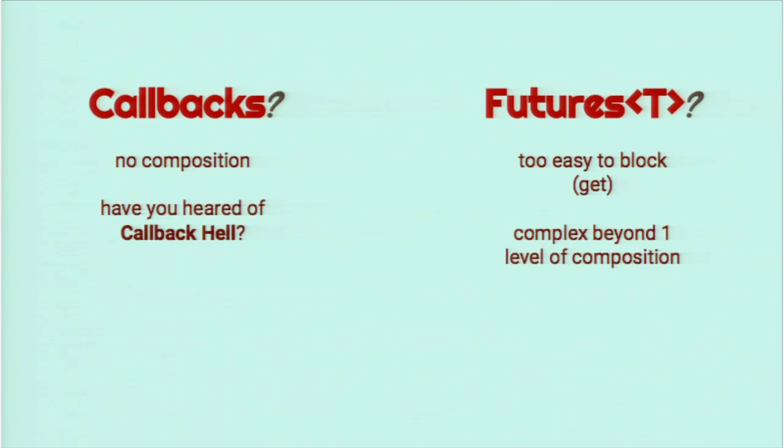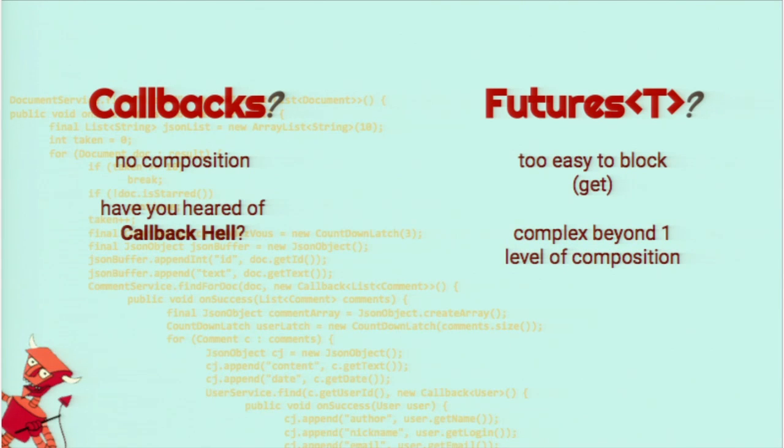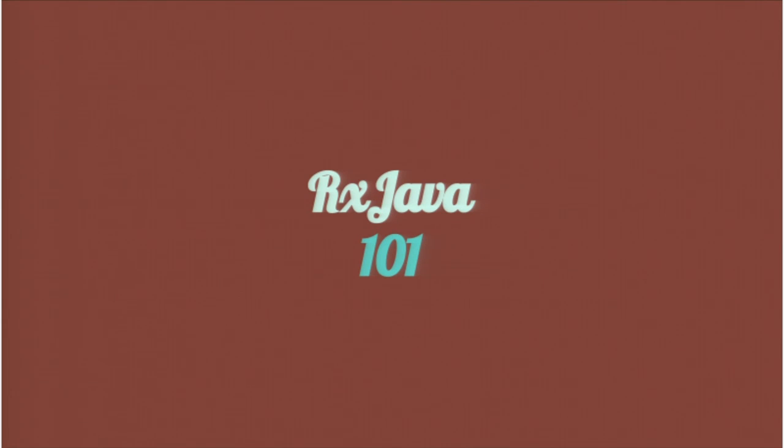And let's not even talk about callbacks. I mean, callbacks, they have no composition at all. And have you heard about callback hell? Raise your hand. Yeah, this kind of thing. When you see code going far to the right like that, because you are calling a callback inside a callback inside a callback, because you have multiple dependencies between your asynchronous services, it's just a nightmare. Your head explodes. So I think that RxJava is kind of an answer to that. It can be a way out of callback hell.